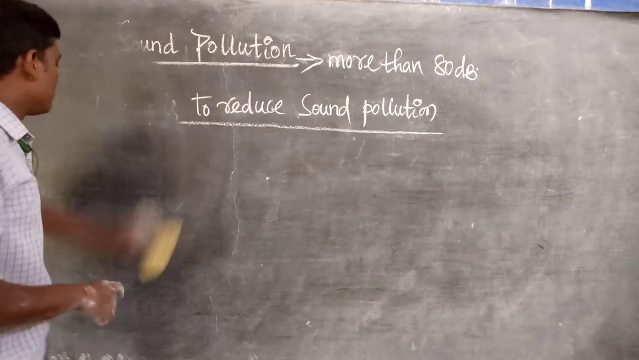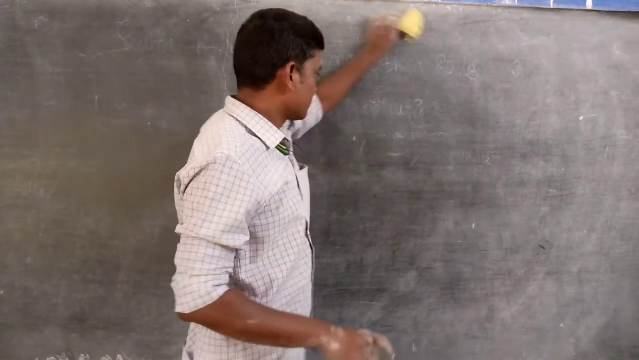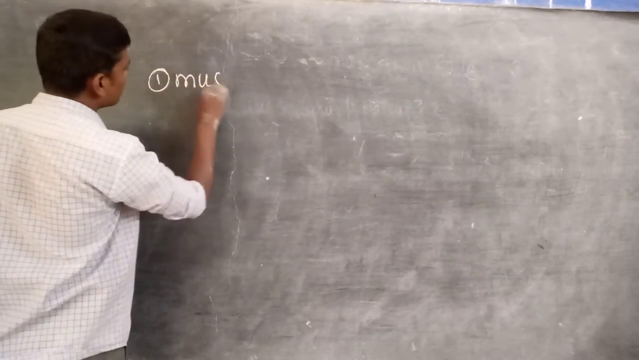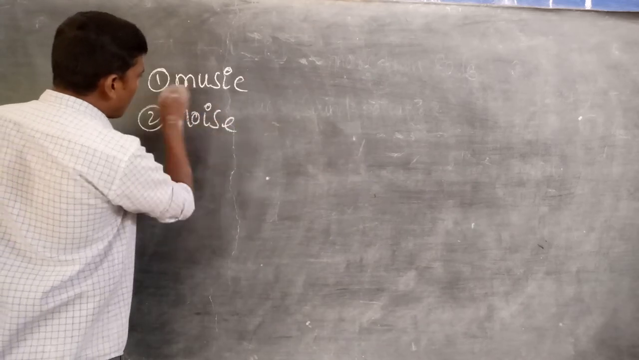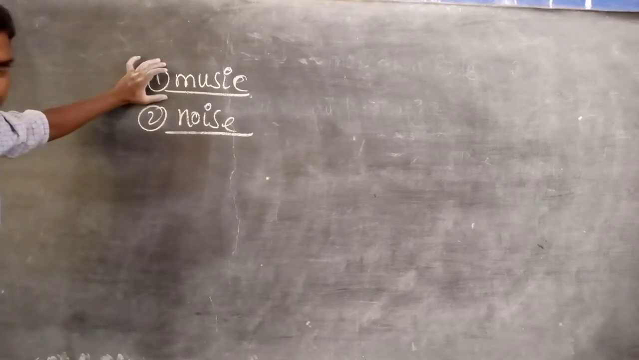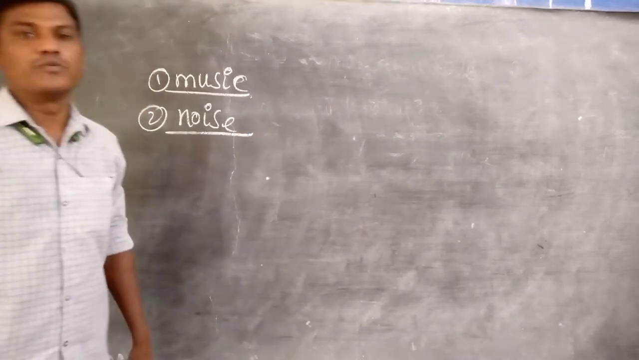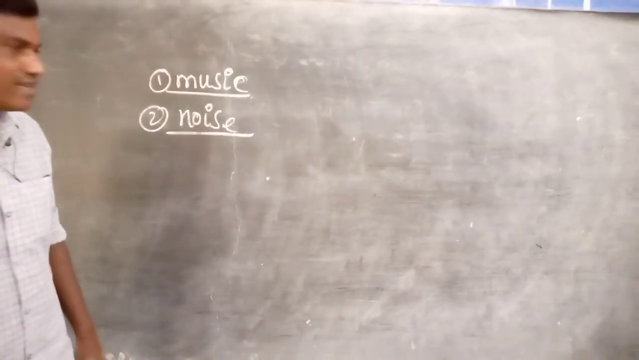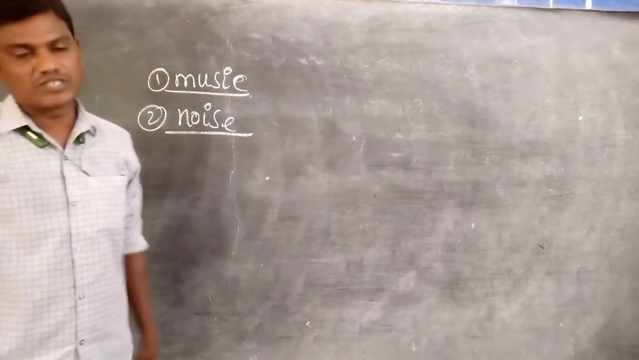And one more simple definition is there. What is music and what is noise? Music is nothing but a pleasant sound, and an unpleasant sound we call noise. Listen very carefully: a pleasant sound we call music.